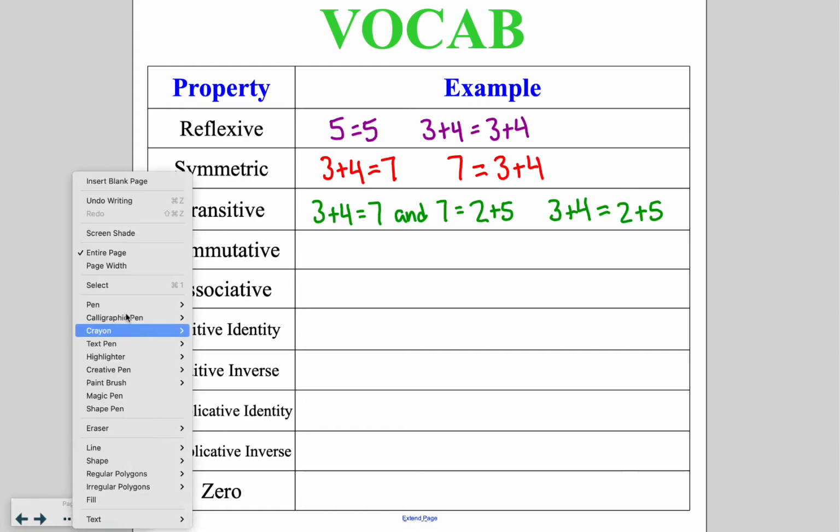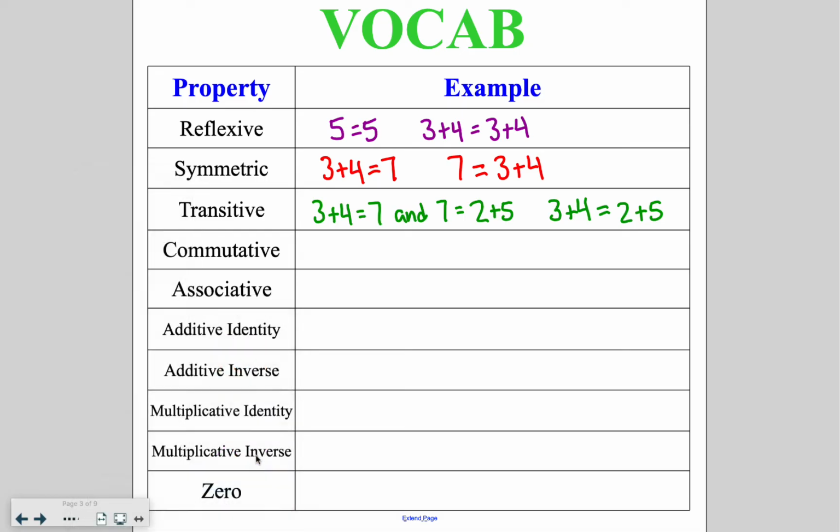The next property is called the commutative property. This is what allows you to switch the order of the numbers when you are adding or multiplying. So for example, the commutative property says that 3 plus 4 is the same thing as 4 plus 3. It also applies to multiplication. 3 times 4 is the same thing as 4 times 3. This property does not apply to subtracting or dividing.